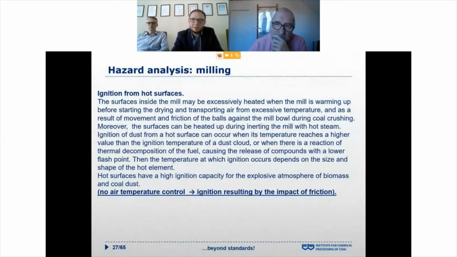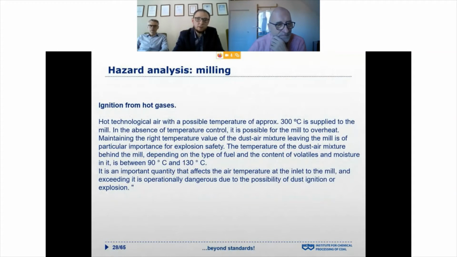So you can see the descriptions of the ways of ignition in the mill, and also the ways of ignition from hot gases in the mill. I would like to underscore one thing: the temperature of the hot air that is introduced into the mill is approximately 300 degrees Celsius. So it is very obvious that locally the temperature inside the mill can be at such a level.